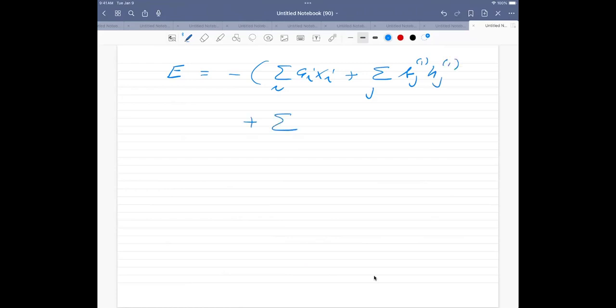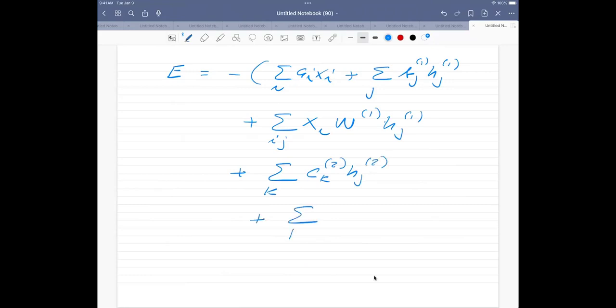And then I have the connection between the input layer, the visible layer, and then I have the weights for the first layer, and this is multiplied with h of 1. And then I would have the next hidden layer, where I have a sum over k, and then I have a c_k of 2 times h of 2, plus a final connection between j and k. And then I would have the parameters h_j of 1, multiplied with the weights, so here I should have w_jk of 2, and then h_k of 2. And then you can keep adding.